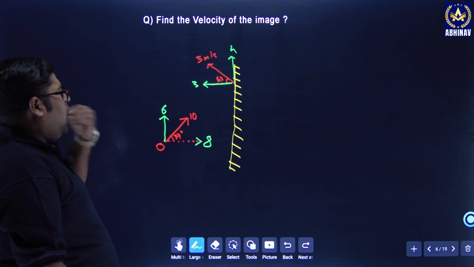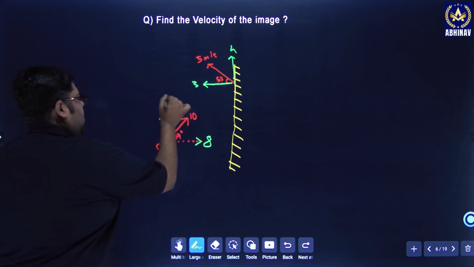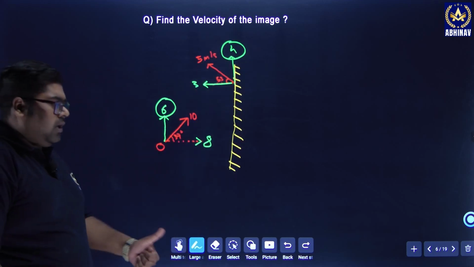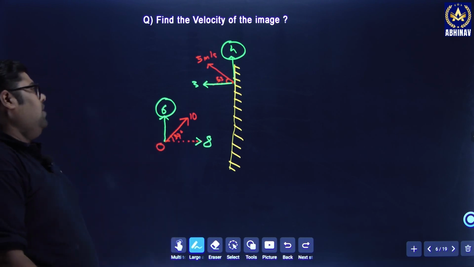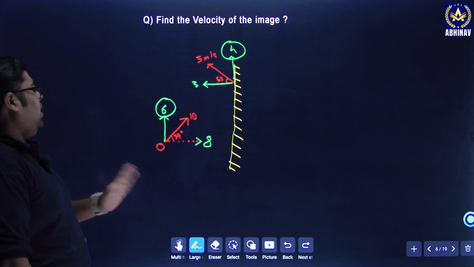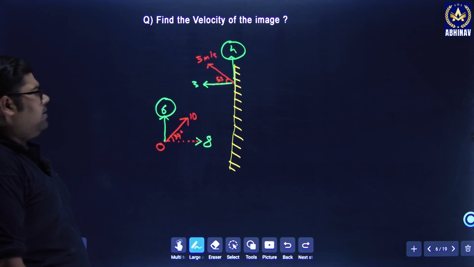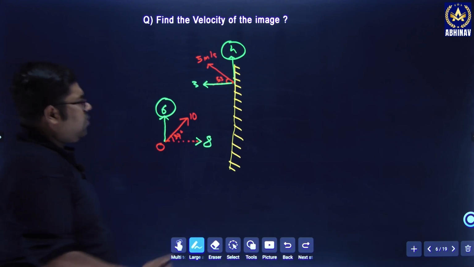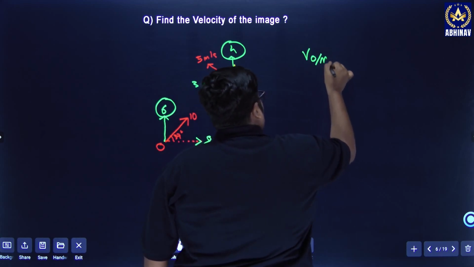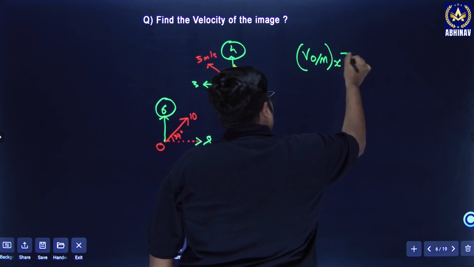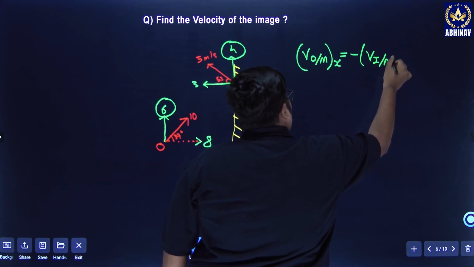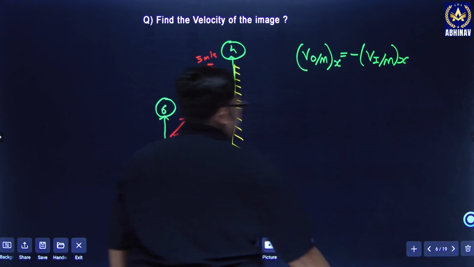Now, see, we are not concerned about the y components, like this 6 and this 4. They are not at all important for us because along the y direction there is no change in the velocity of the image. The change will occur only along the x-axis. So, let us simplify it for the x-axis. What was our formula? Velocity of object with respect to mirror along x-axis is equal to negative velocity of the image with respect to mirror along the x-axis, right?